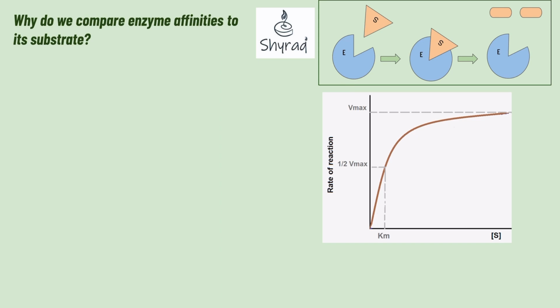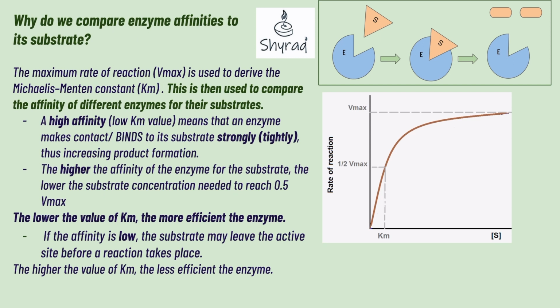Why do we compare enzyme affinities to their substrates? The maximum rate of reaction Vmax is used to derive the Michaelis-Menten constant. This is then used to compare the affinity of different enzymes for their substrates. A high affinity, that is a low Km value, means that an enzyme makes contact with its substrate strongly, thus increasing product formation. The higher the affinity of the enzyme for the substrate, the lower the substrate concentration needed to reach half Vmax. The lower the value of Km, the more efficient the enzyme.